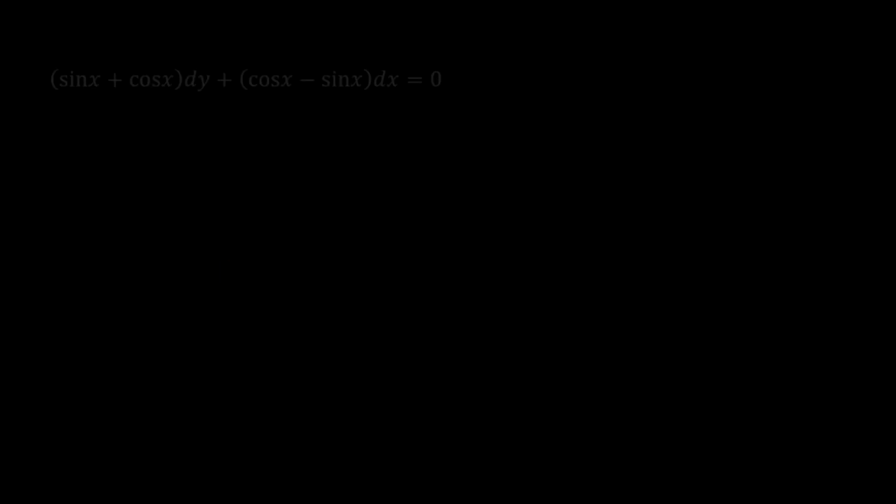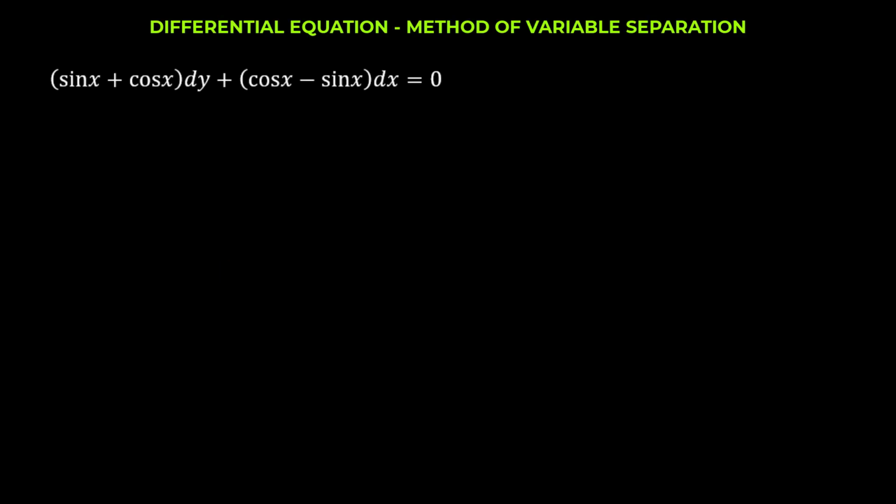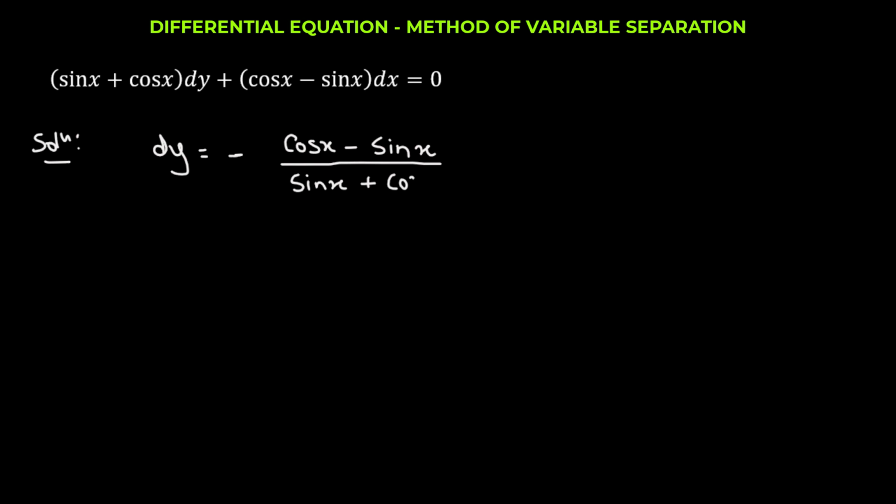Problem number 2. Here we have the differential equation (sine x plus cosine of x) times dy plus (cosine of x minus sine of x) times dx equals 0. We begin by separating the differentials. That gives us dy equals negative of (cosine of x minus sine of x) divided by (sine of x plus cosine of x) times dx.